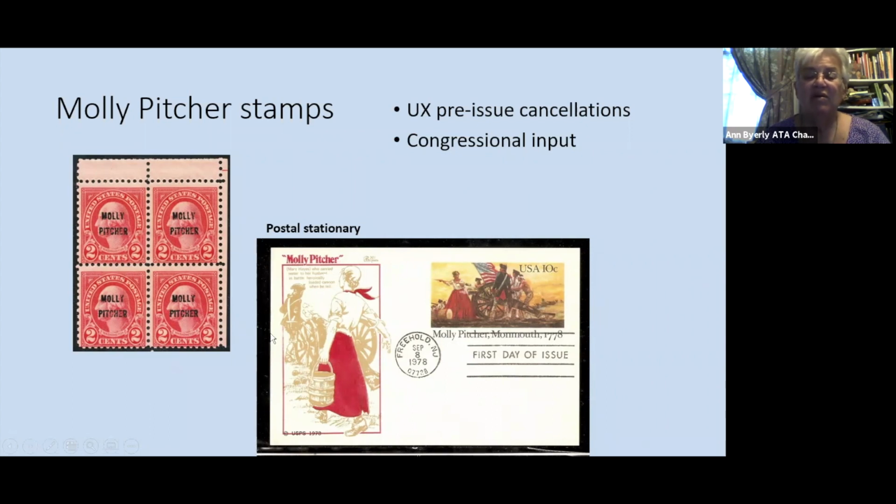Although there is one particular wife of a soldier, when he fell with shot, she just stood up and took his place in managing the cannon. So in addition to cooling it down, she was also assisting in firing it. So her name is Margaret, and so Molly is sort of a nickname from Margaret.